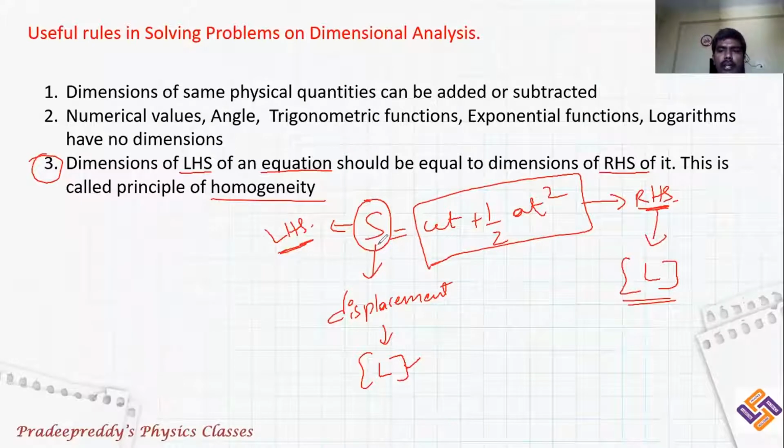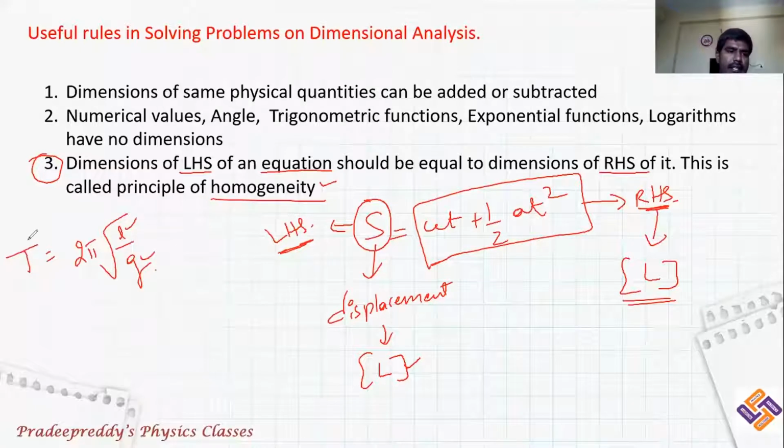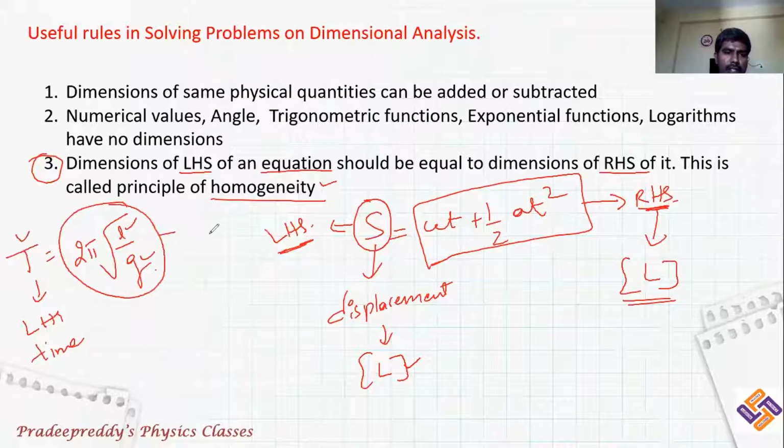So you are treating an equation as correct if and only if dimensions on the left hand side and dimensions on the right hand side are equal, and this is called the principle of homogeneity. For example, we have T is equal to 2 pi under root L by G. L is length, G is acceleration due to gravity, T is time taken. Left hand side, what do you have? Time. If you evaluate dimensions of this total, you should get the same, time.